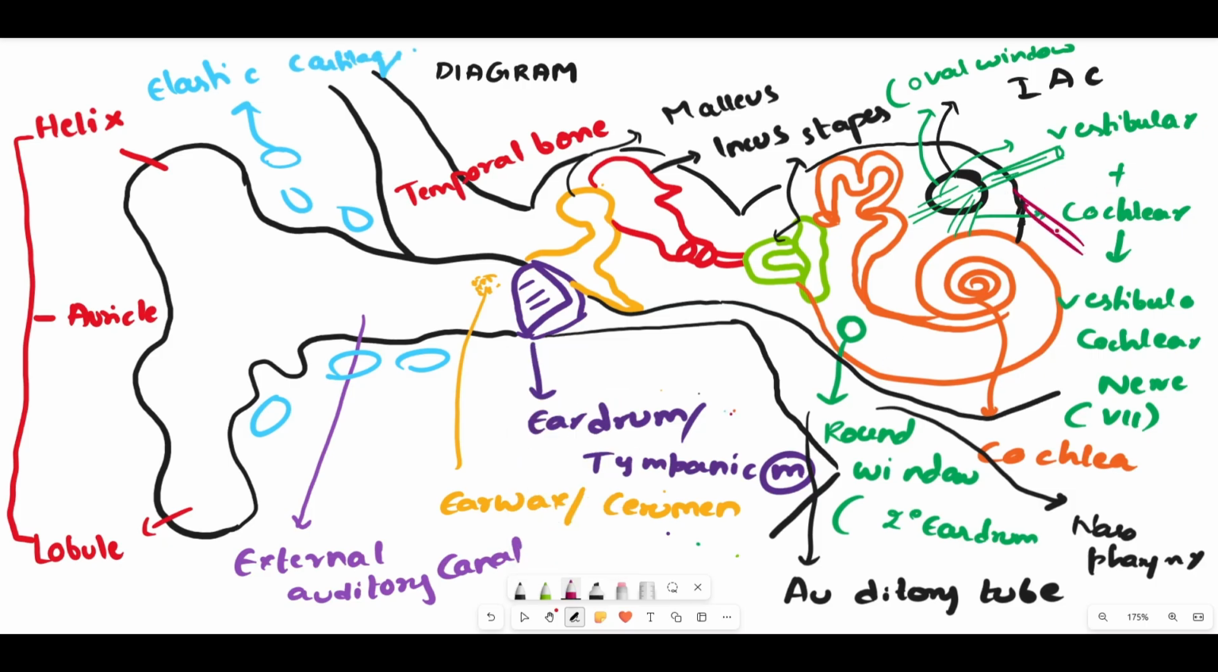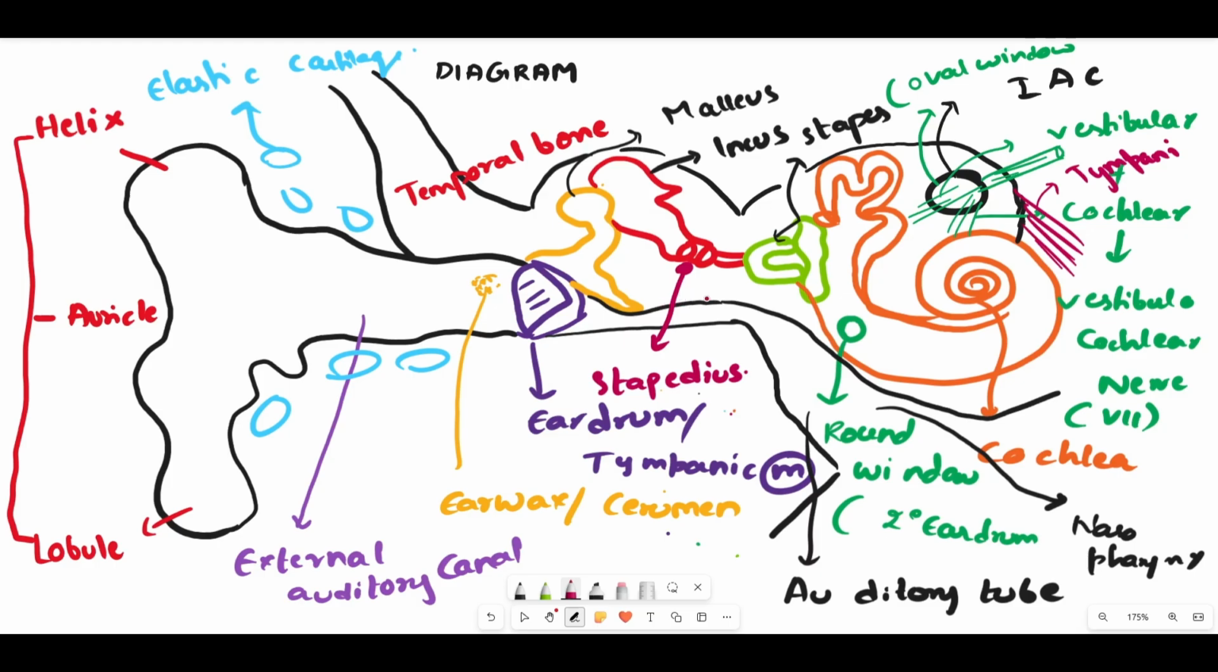Especially in this area there will be the presence of one muscle. That muscle we will be calling the tensor tympani muscle, and at this position we will have one more muscle. That muscle we will be calling the stapedius muscle. We will discuss this in detail in the next few minutes. So this is the complete diagram of the ear.